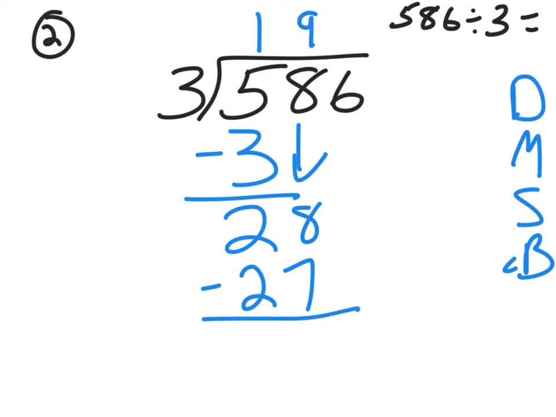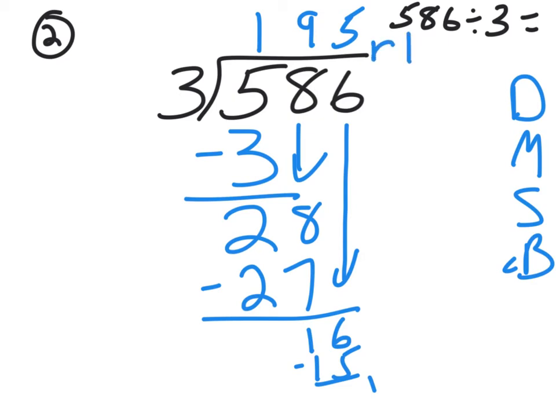Now I subtract. 8 minus 7 is 1. 2 minus 2 is 0. 1 is less than 3. Bring down the 6. Didn't leave myself much room here. Now, 3 goes into 16 how many times? 5 times. 5 times 3 is 15. Subtract, and I get 1. 1 is less than 3, so I have a remainder of 1. 195, remainder 1.